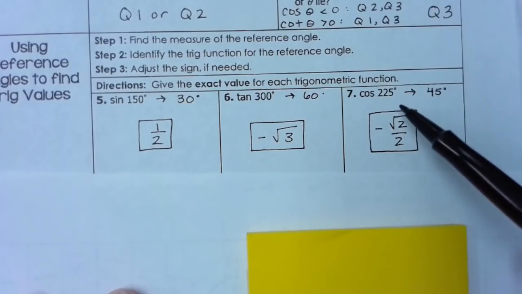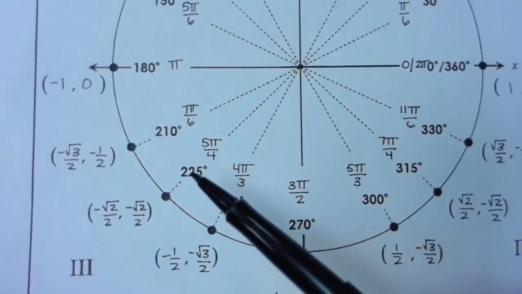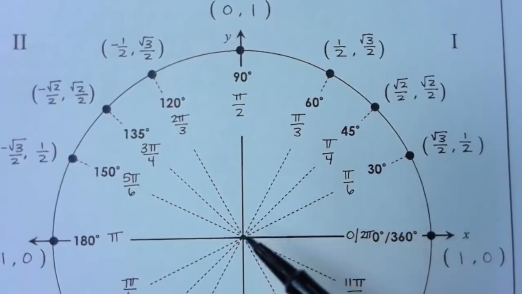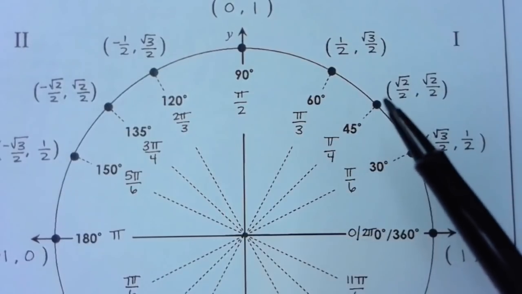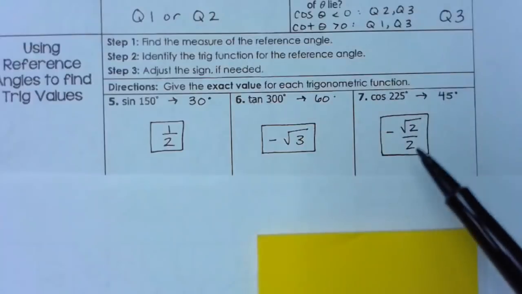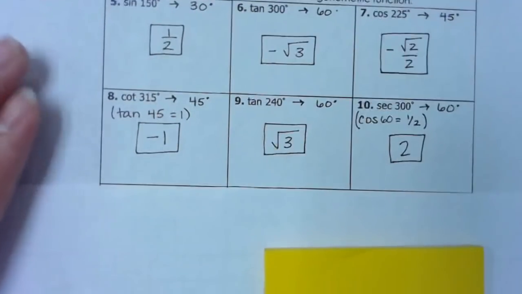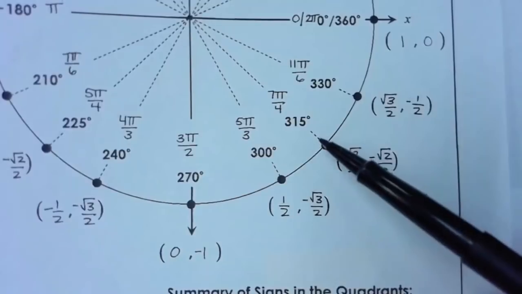Number 7, I have cosine of 225. 225 degrees lies in the third quadrant right here. The reference angle for 225 degrees is 45 degrees. So we're looking at cosine 45 just in the third quadrant, where cosine is negative. So the cosine of 225 is going to be negative square root of 2 over 2. The next one, I have cotangent of 315. 315 lies in the fourth quadrant right here.